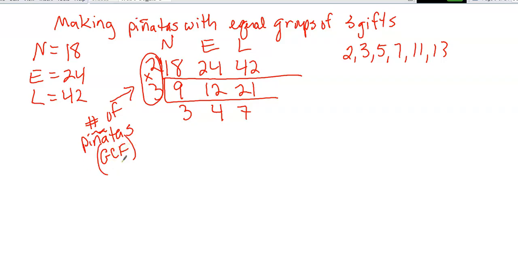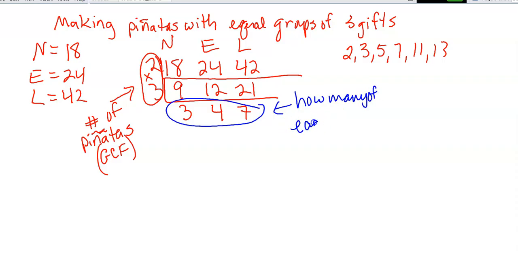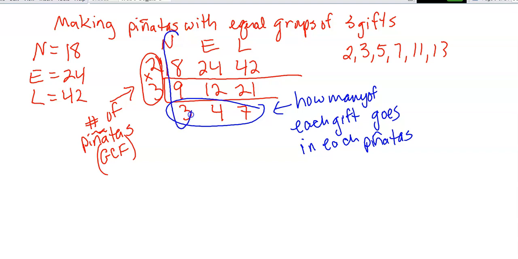That's cool. And then you might be wondering what the numbers on the bottom mean. And it's really cool in this case because these numbers on the bottom, they tell me how many of each gift goes in each piñata. So when I'm making those 6 piñatas, I would put in 3 nail polish in each one, I would put in 4 earrings in each one, and 7 lollipops.